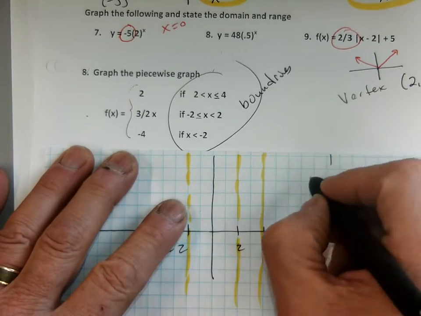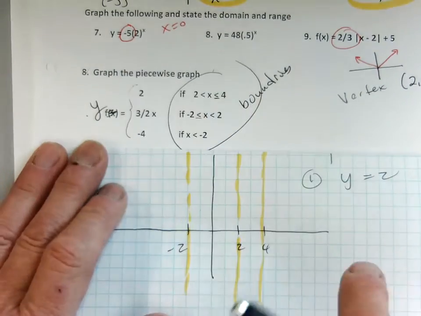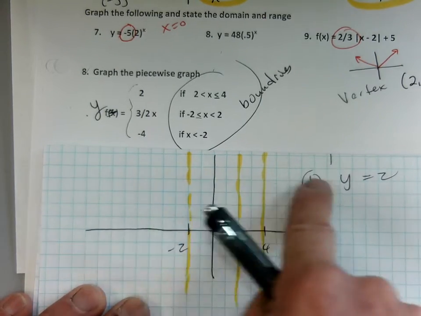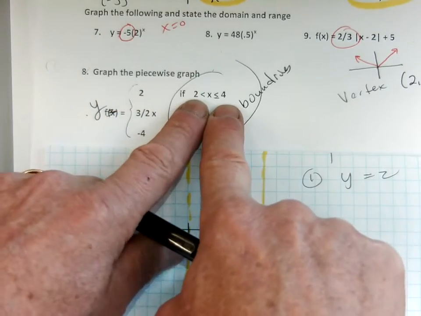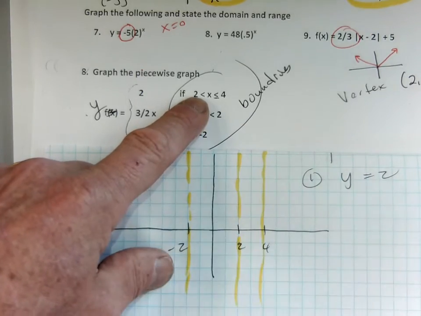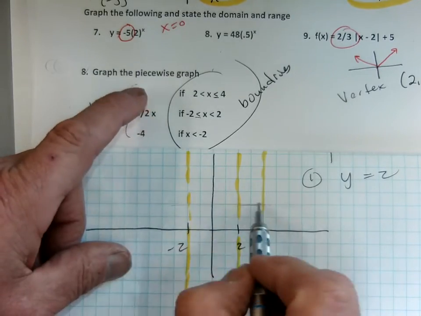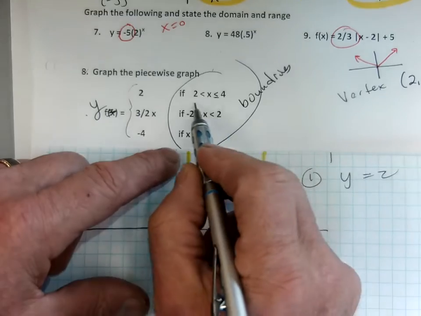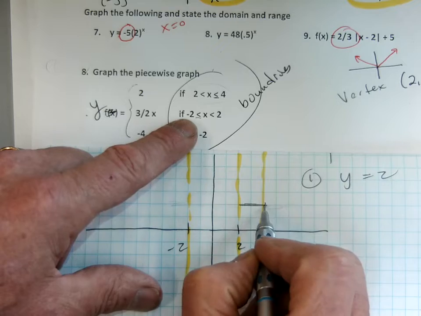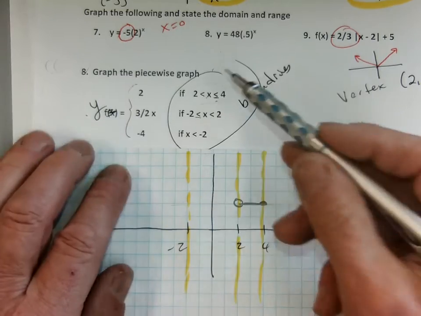Okay, the first graph is y equals 2. You know, f of x and y are the same thing. Y equals 2, that's a horizontal line. But we're going to put it between 2 and 4. We're not putting it over here this time. We're putting it between 2 and 4. So y equals 2 has a height of 2. And it's a horizontal line all the way across, except it's not all the way across. I only want it between 2 and 4. So it goes right there. Closed circle, open circle.